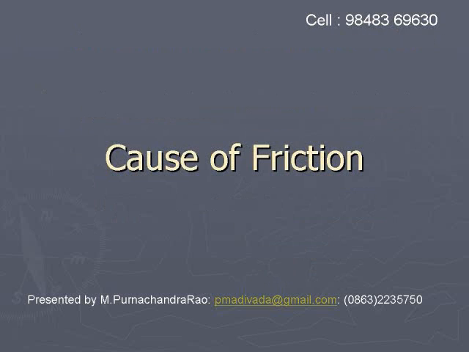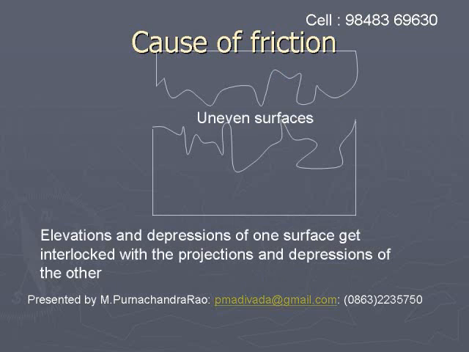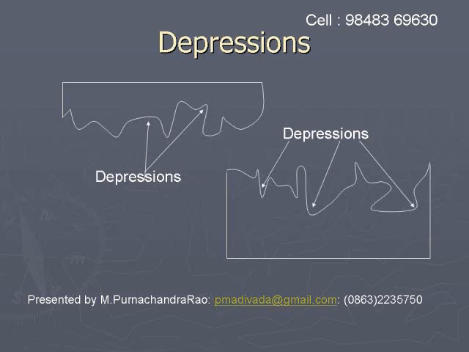Cause of friction. Friction is due to the interlocking of the surfaces. When we consider two objects in contact, the surfaces are generally uneven, rough surfaces. That means there will be elevations and depressions in the surface. Even if a surface appears to be smooth, under microscopic conditions we notice elevations and depressions. See the figure.